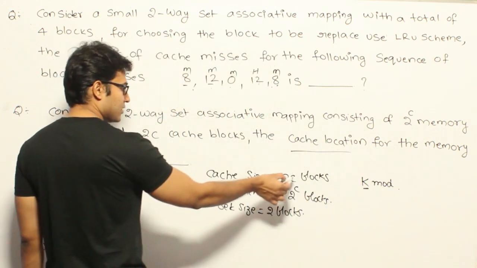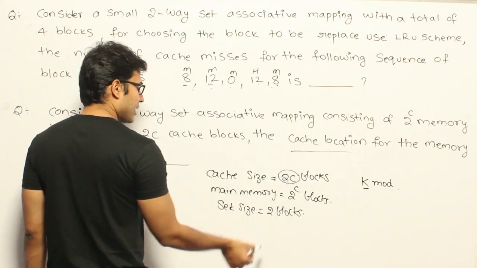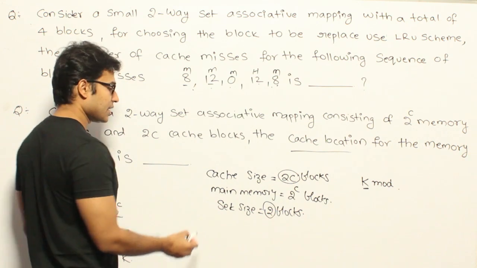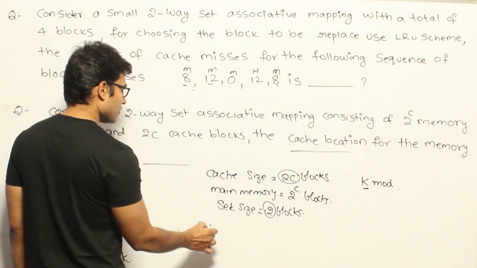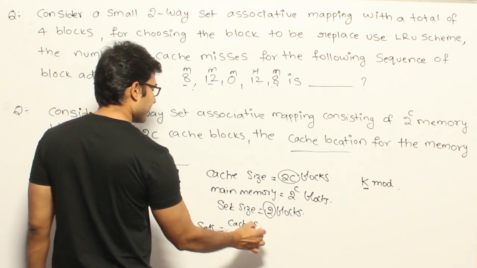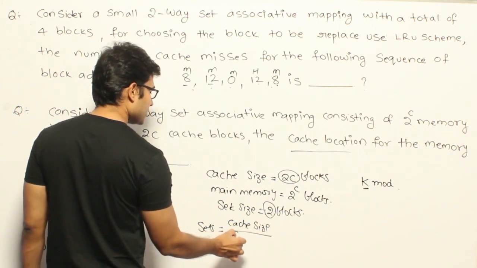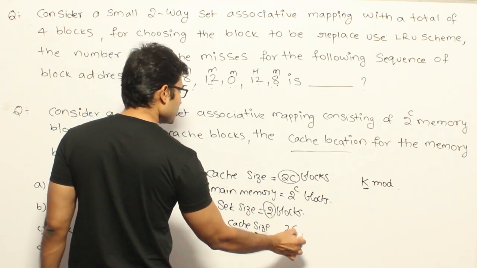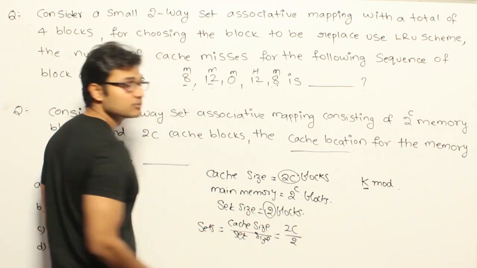See this, if the cache has this many blocks and each set is this much, then how many sets will there be? The number of sets will be equal to cache size divided by set size, isn't it? Now what is the cache size? 2c divided by set size, which is 2.